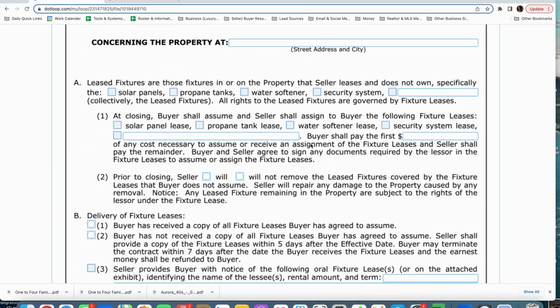So A, leased fixtures are those fixtures on the property that the seller leases and does not own. You want to think of the things that are built into the property that would normally be real estate that would go with the property because it's built in, but it's something that they do not own outright. Specifically, solar panels, propane tanks, water softener systems, security systems, and there may be other things too that they may lease on the property. So you're notifying the seller that, hey, we have one of these. You're going to check which one it is.